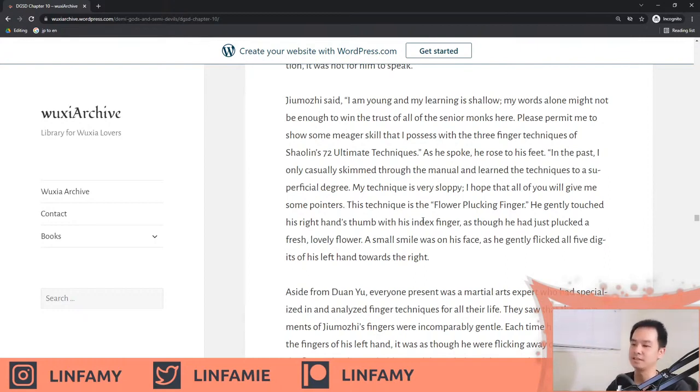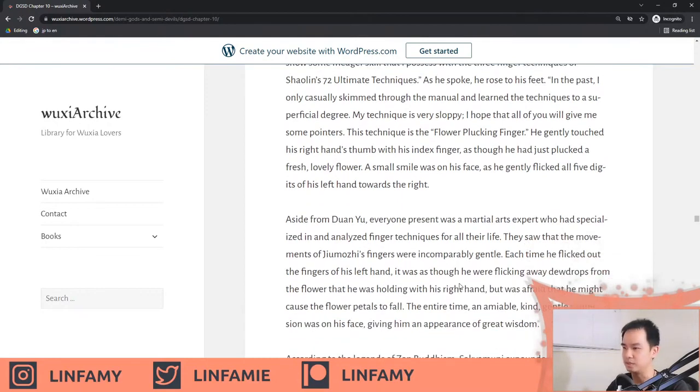Aside from Duan Yu, everyone present was a martial arts expert who had specialized in and analyzed finger techniques for all their lives. They saw that the movements of Jiu Mozu's fingers were incomparably gentle. Each time he flicked out the fingers of his left hand, it was as though he were flicking away dewdrops from the flower that he was holding with his right hand.